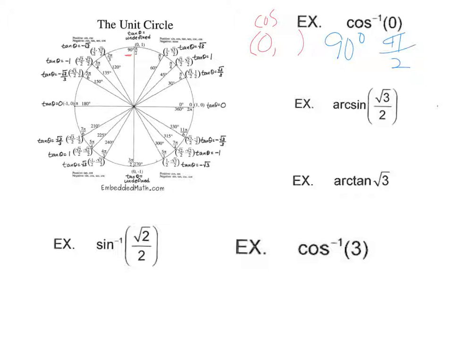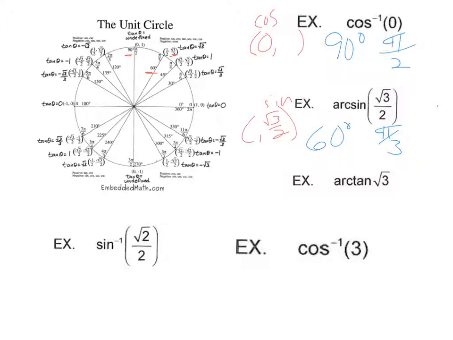The arc sine of square root of 3 over 2. Sine is the second number in parentheses. So we're looking right half only at the circle to find where sine is square root of 3 over 2. That happens at 60 degrees. The sine is square root of 3 over 2 at 60 degrees, which is also pi over 3.